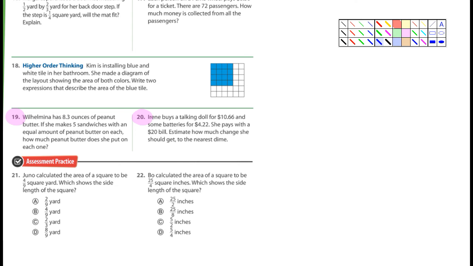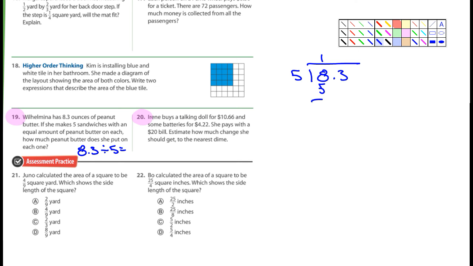So Wilhelmina has 8.3 ounces of peanut butter, and if she makes 5 sandwiches, how much can she put on each? I think we talked about that you're going to have to divide 8.3 by 5 to get your answer. So I'll put down 8.3, and that's being divided by 5. How many times does 5 go into 8? It fits in once. This should be familiar. This is the kind of problem we did using decimals not too long ago.